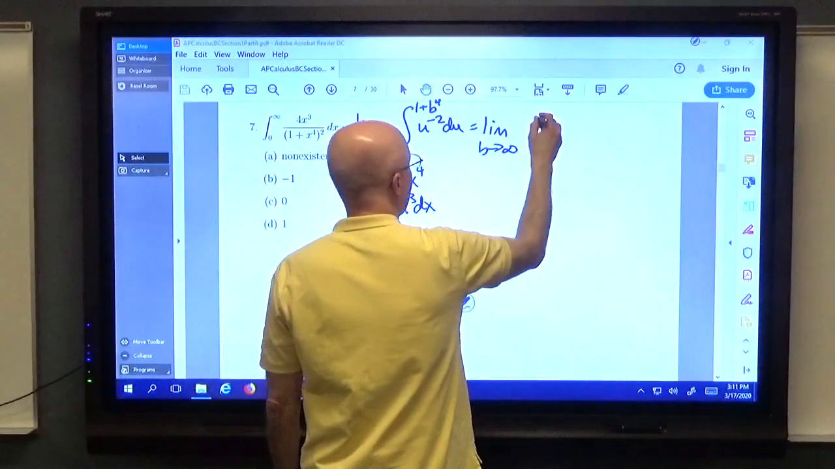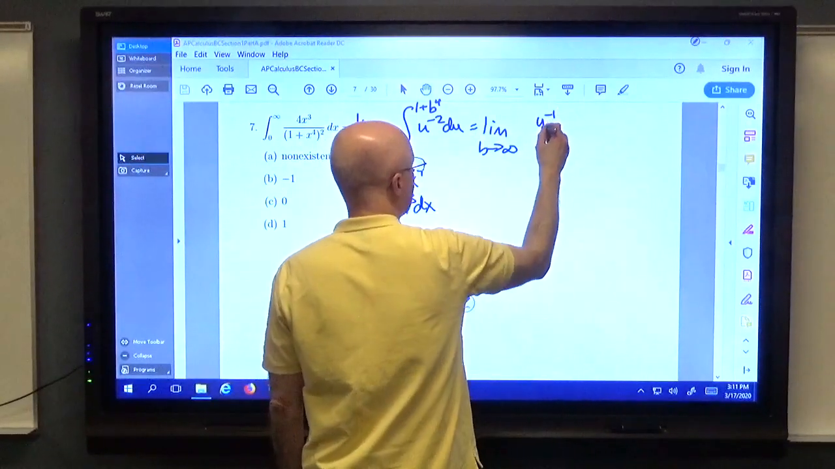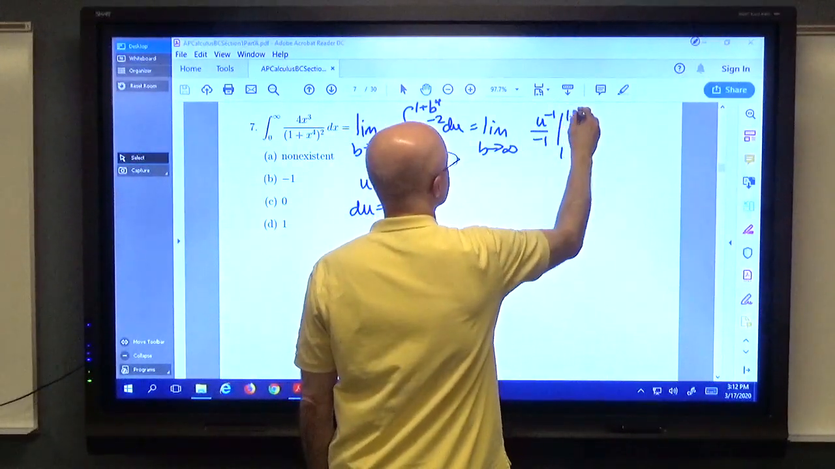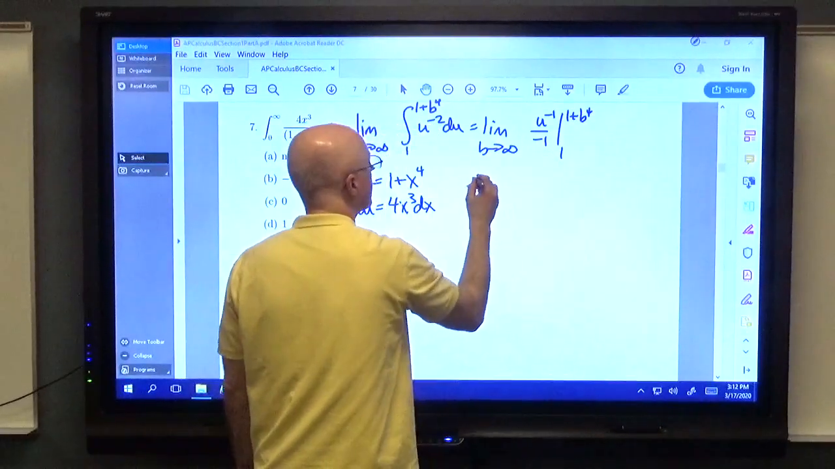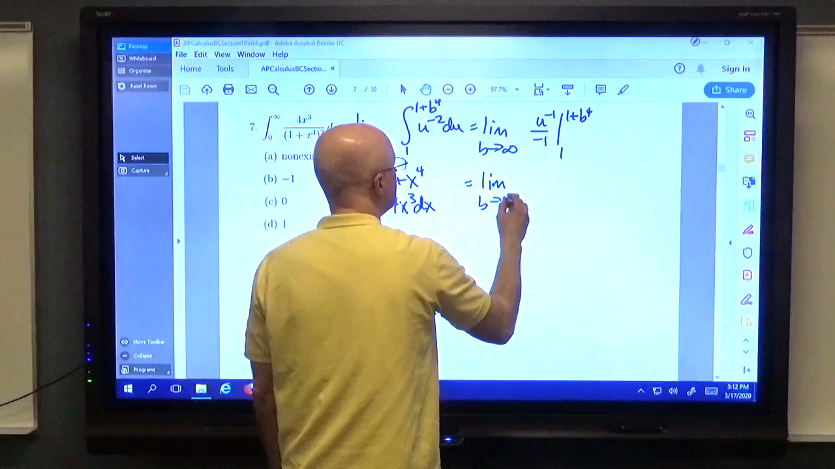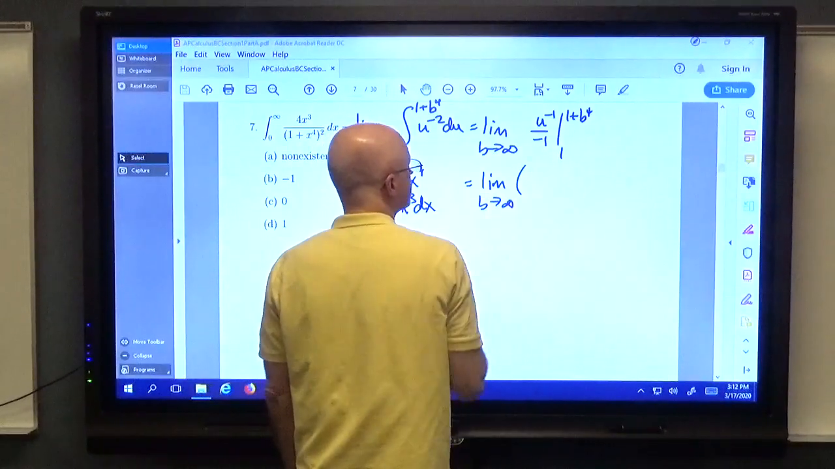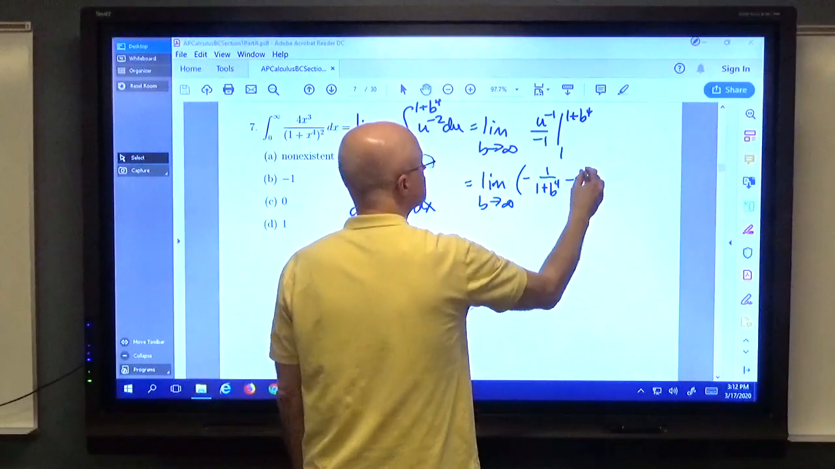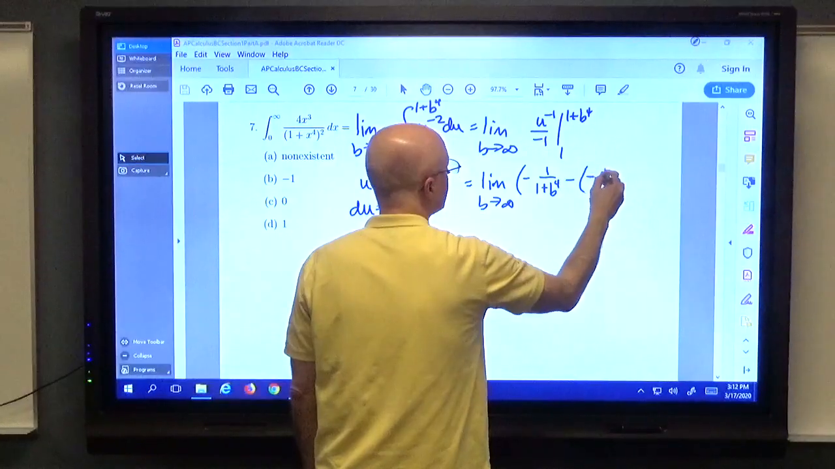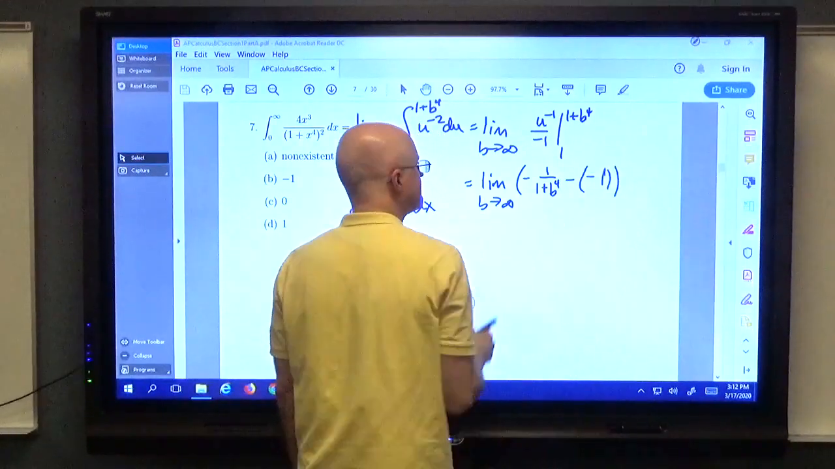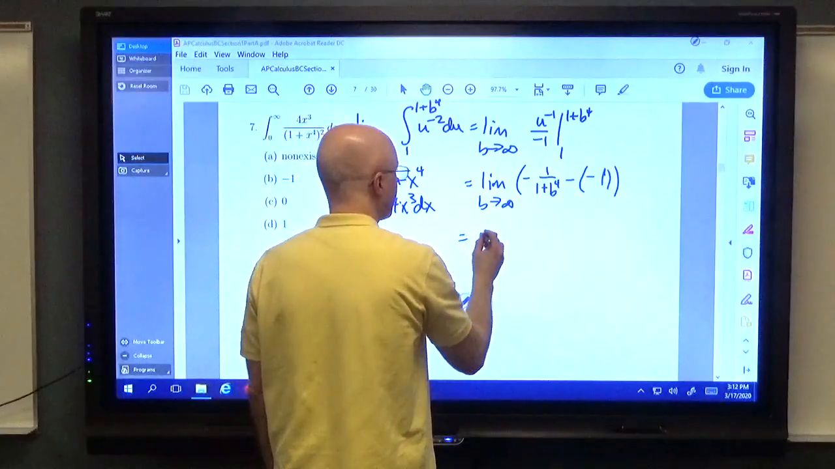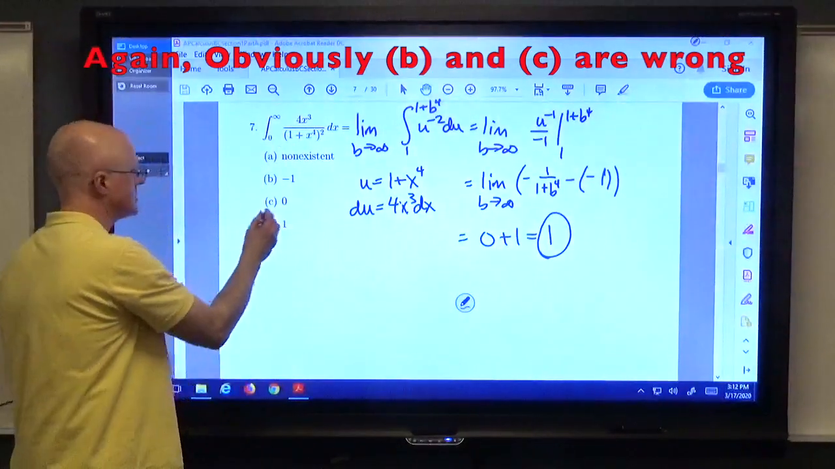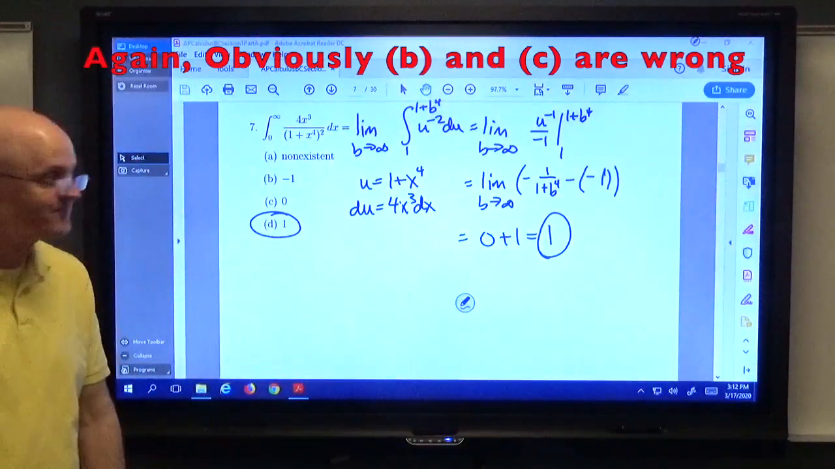Now take this limit, you're going to add 1 to the exponent to get a negative 1, and divide by negative 1, which is the same as multiplying by negative 1. Careful with negative signs. You're going to really have negative 1 over 1 plus b to the fourth minus negative 1 over 1, or just negative 1. This thing does go to 0 as b goes to infinity. The answer is 1. That is choice D for number 7. Okay?